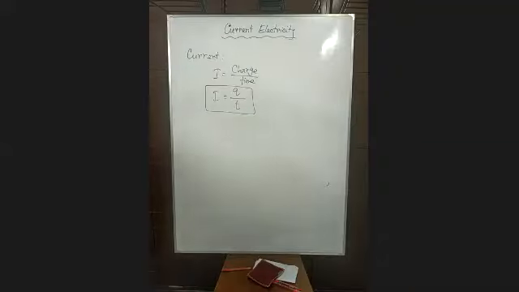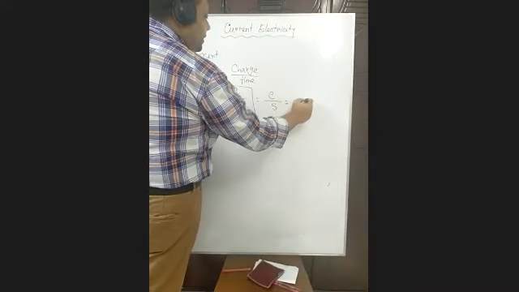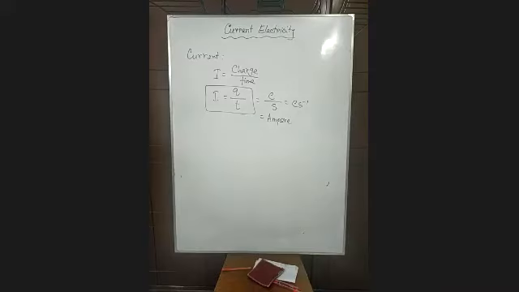And here, what is the unit of current? Coulomb per second. The unit of charge is coulomb and time is second, so it's coulomb per second, right? And also coulomb per second can be said as ampere. So you can say that the unit of current is ampere. Okay, good.